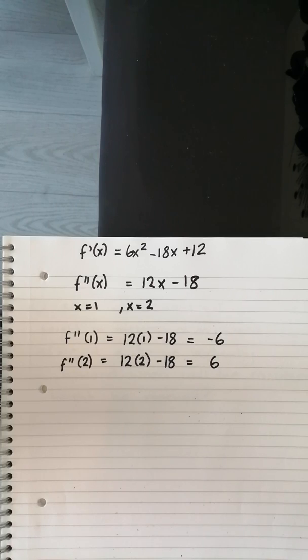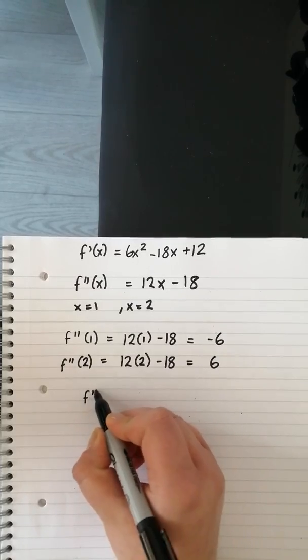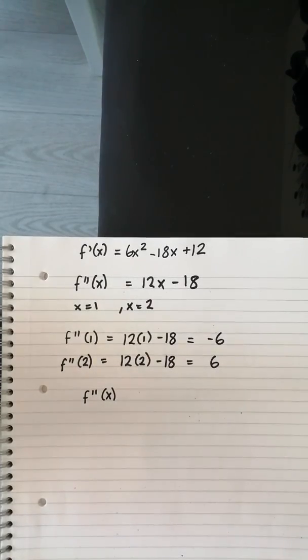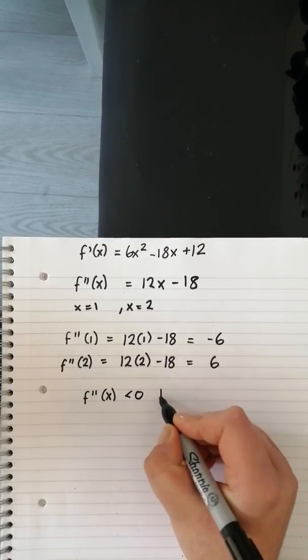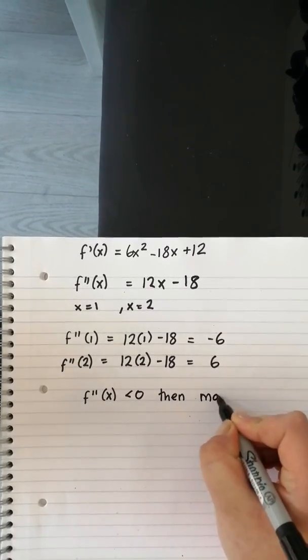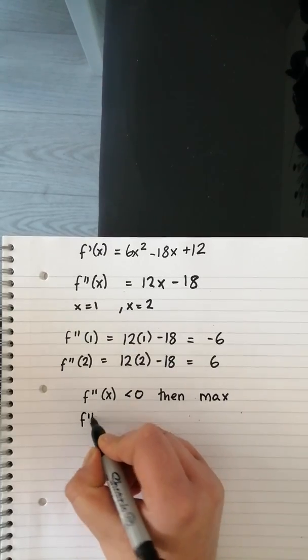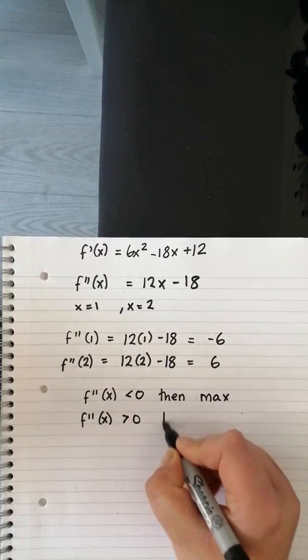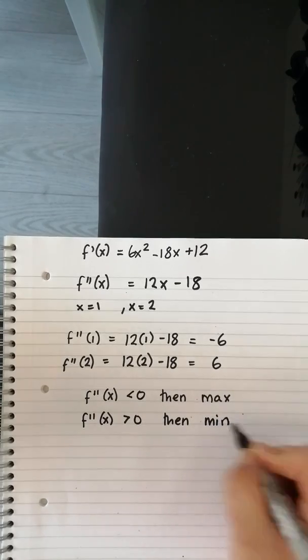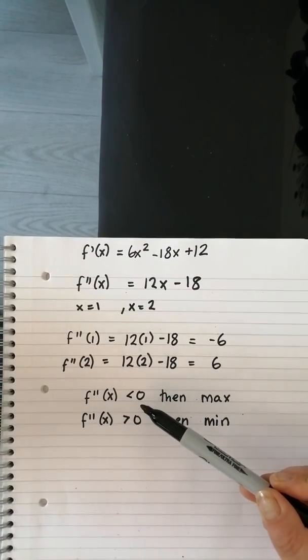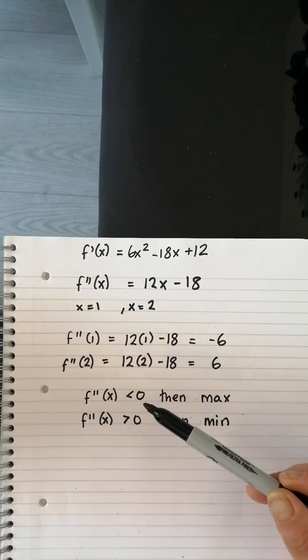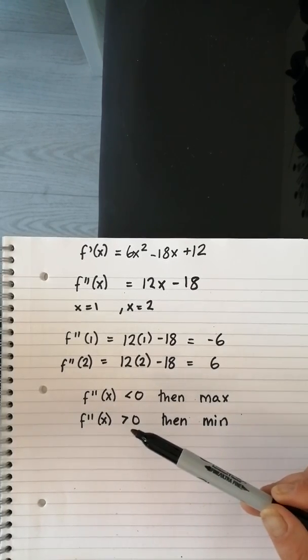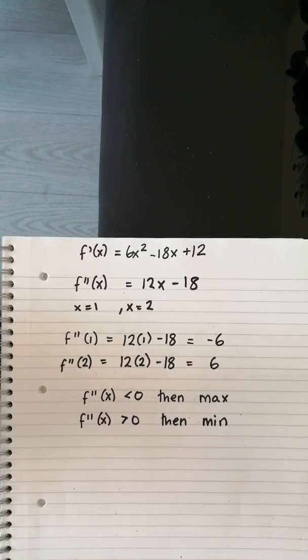The method for determining whether it's a minimum or a maximum is that if the second derivative of f of x is less than 0, then you have a maximum. And if f double prime of x is greater than 0, then you have a minimum. Another way of thinking of less than 0 is that it's negative, and greater than 0 is that it's positive.